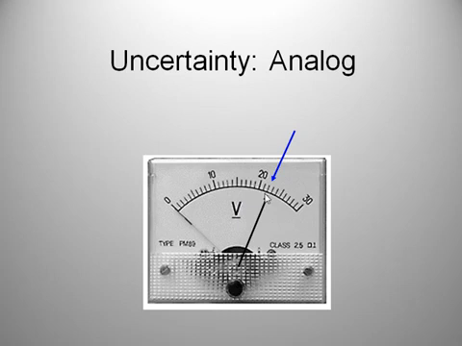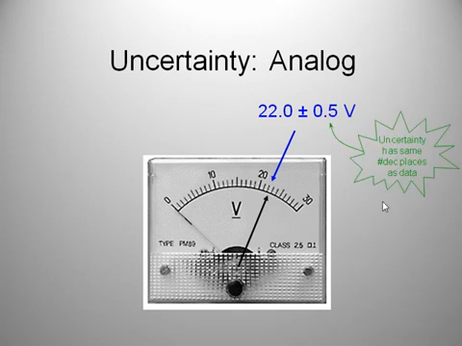Okay, so the smallest division here looks like it's 1 volt, right? These are ones, it's 25. So 1 volt plus or minus 1/2 a volt. So we'd report this reading as 22 plus or minus 1/2 a volt. And here again, we want to have the same number of decimal places in our data value and uncertainty. And uncertainty to one significant figure.